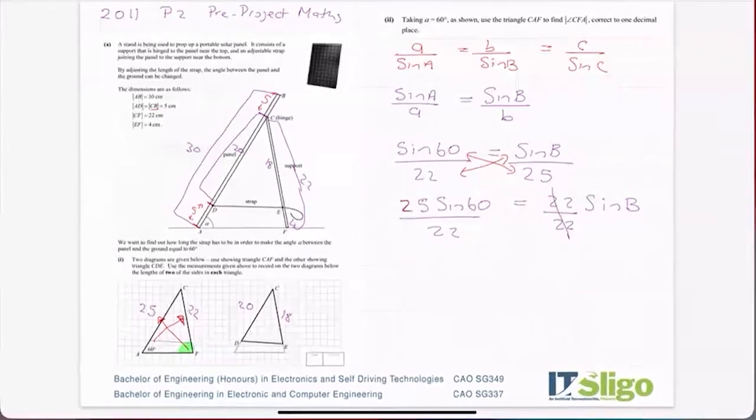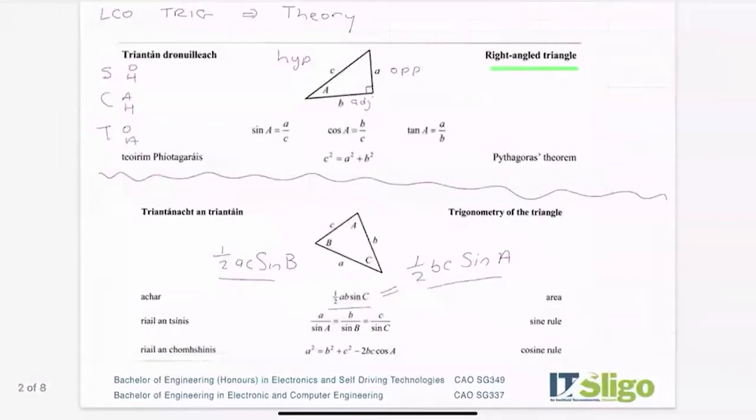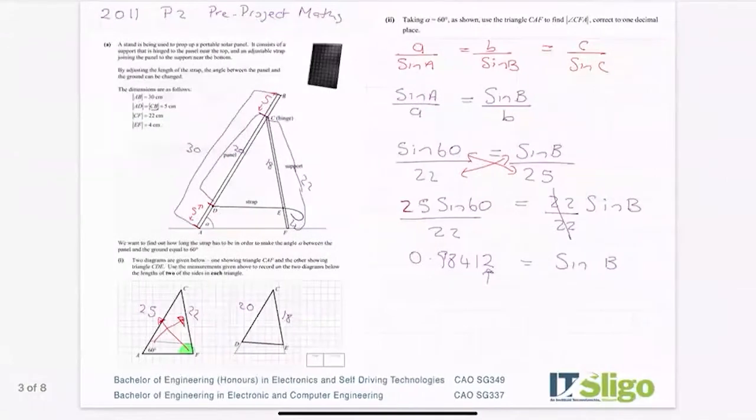So I'm getting 0.98412 is equal to sine B. I actually got 0.98412 with more decimals, I just rounded it. Now we need to solve for an angle. And remember, when I was doing the theory bit, I said that you'll use the sine inverse, cos inverse, tan inverse anytime you need an angle. So anytime you're solving for an angle, you will end up using sine inverse, cos inverse, or tan inverse. They're the only times you really use it.